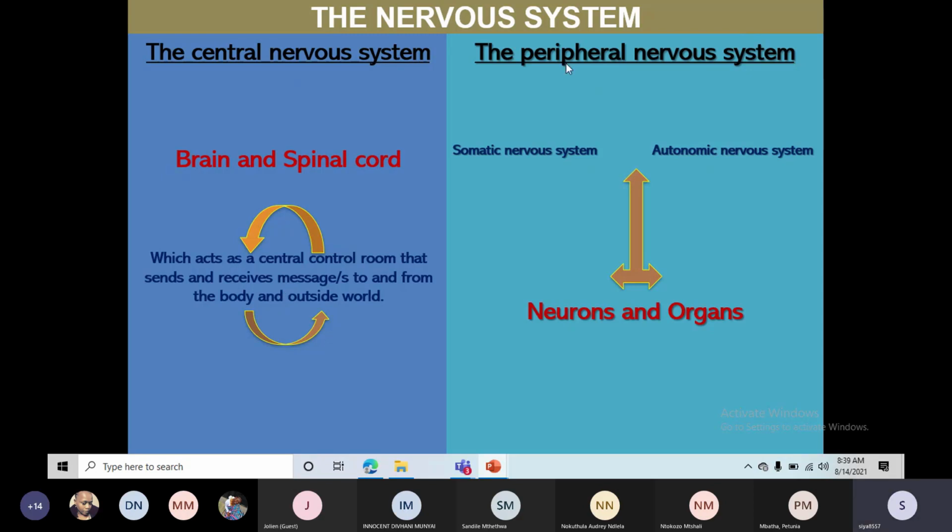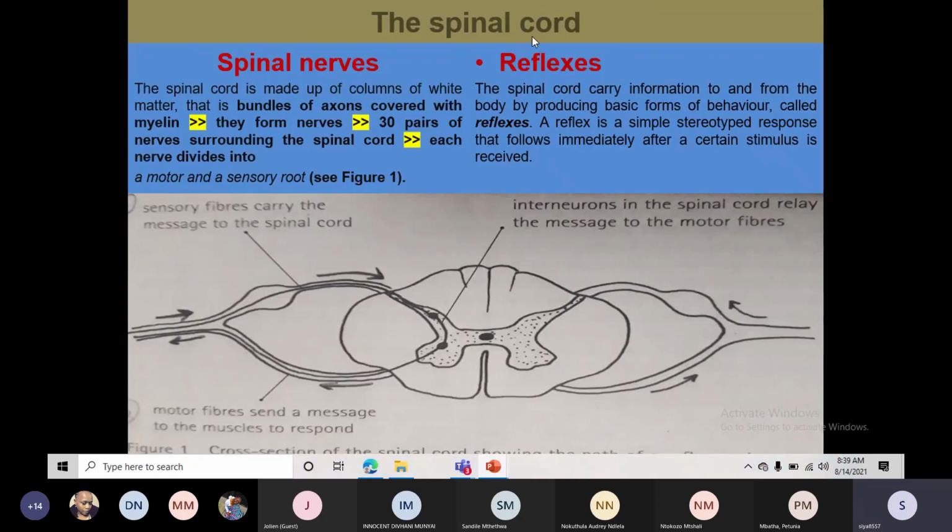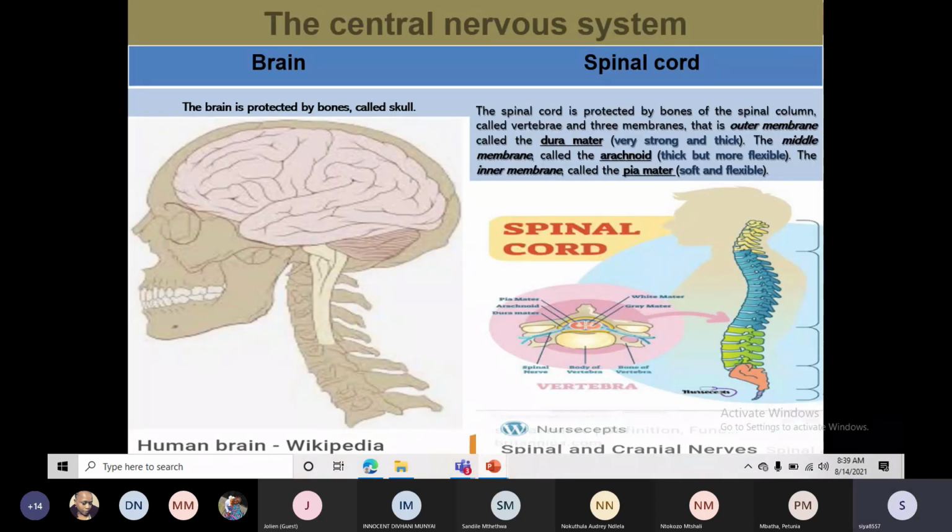Secondly, the peripheral nervous system. It consists of the neurons and the organs. The peripheral nervous system is also divided into two main parts: the somatic and autonomic nervous systems. You stop there. Further, what is a brain? Brain and spinal cord. You move to the next part, the spinal cord. You discuss the spinal cord on its own, because it has its own main function. Move on.